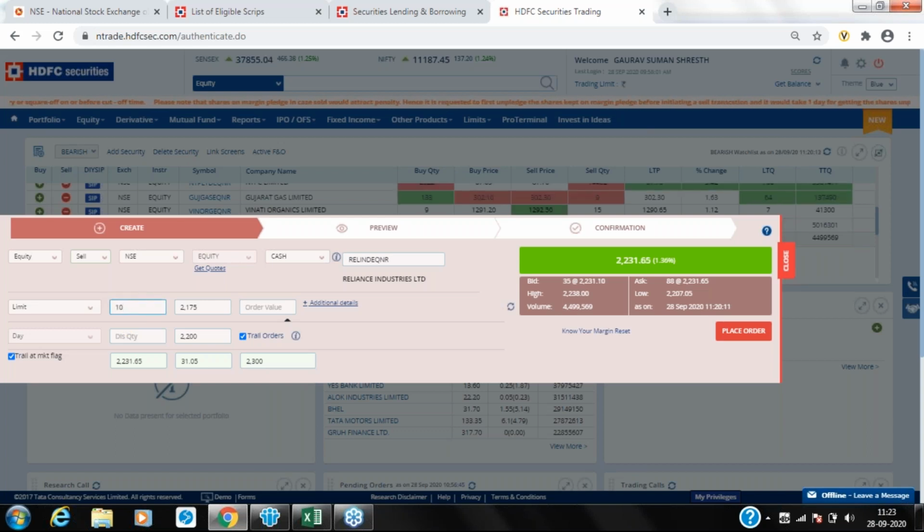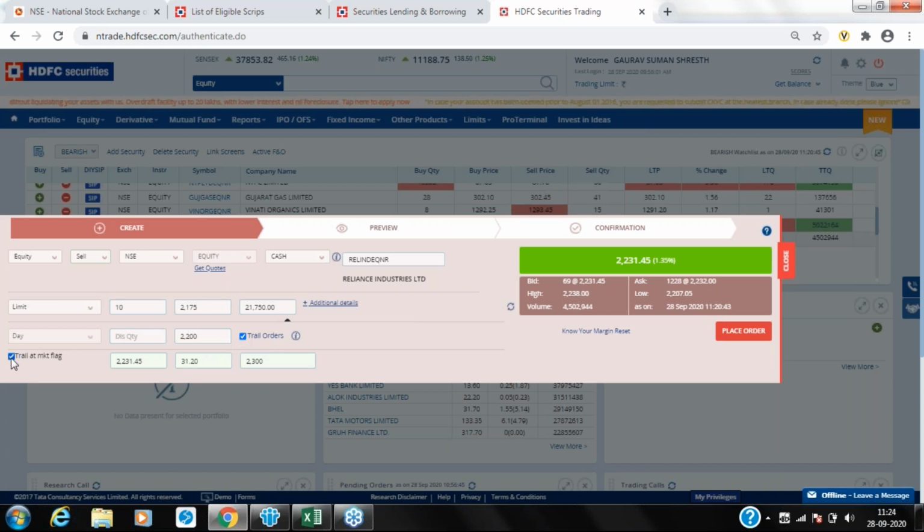Quantity you can enter, and I am keeping a 10 quantity. Just like bracket order, everything will remain as it is. The only difference in this example will be that we are not buying Reliance Industries. Reliance Industries is already there in our Demat account, and we want to keep a stop loss, which you can see over here, and target, which you can see over here. Everything else will remain as it is, just like a bracket order. The stop loss will trail just like a bracket order.